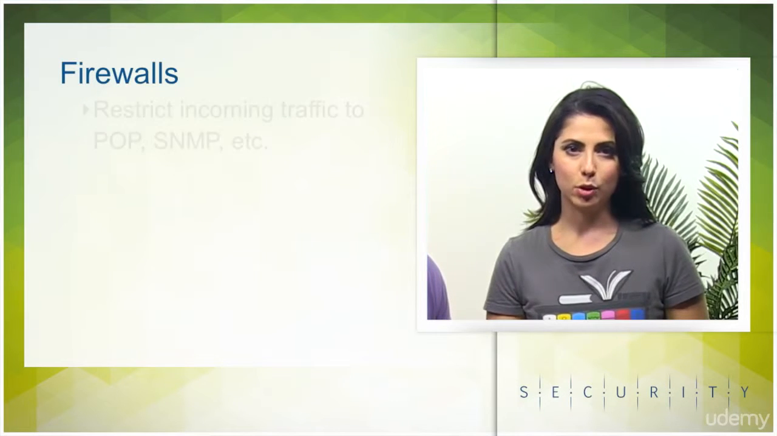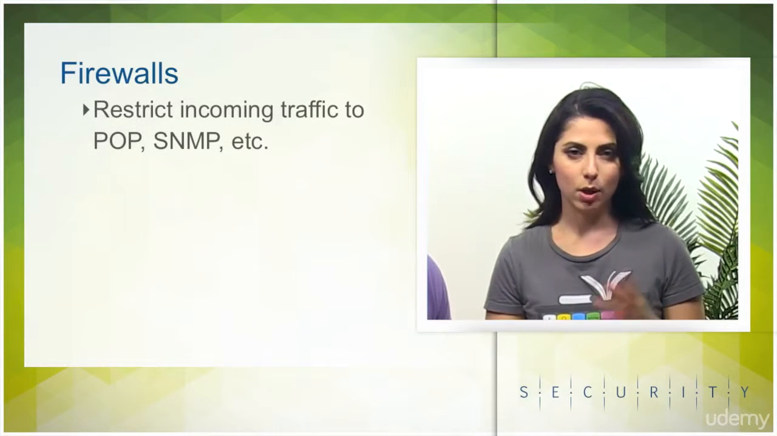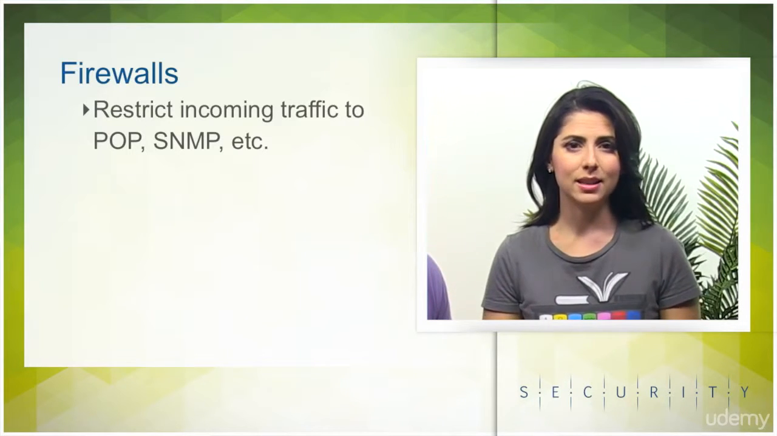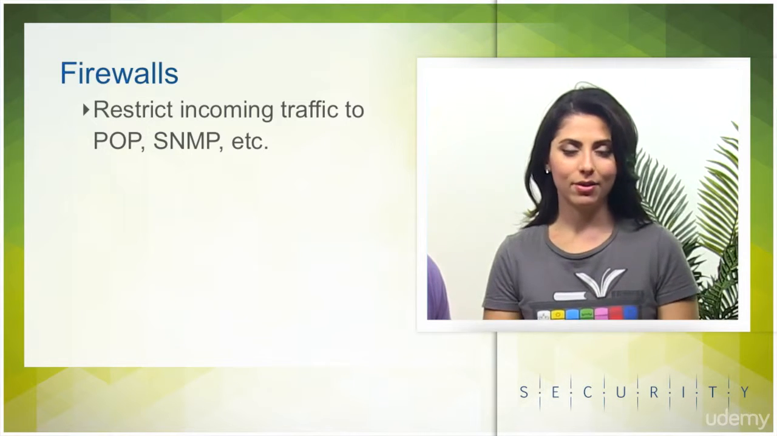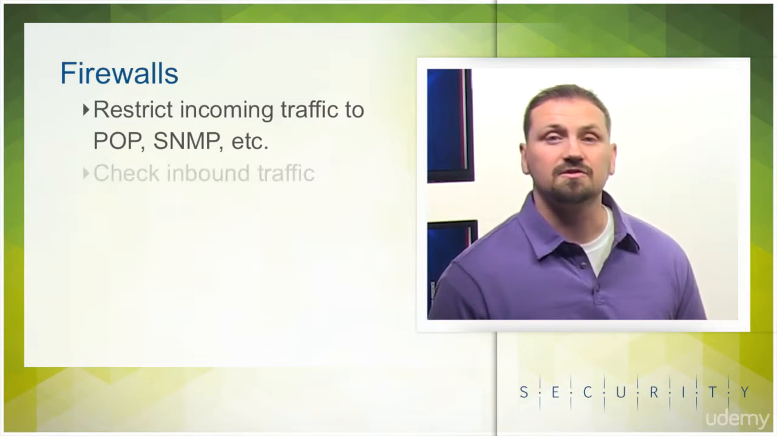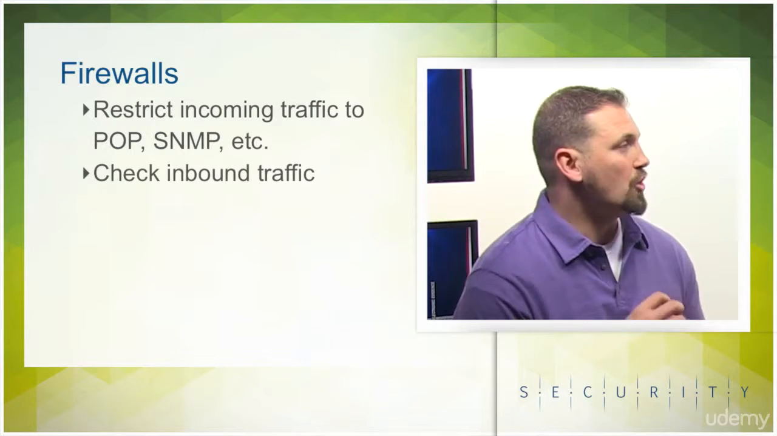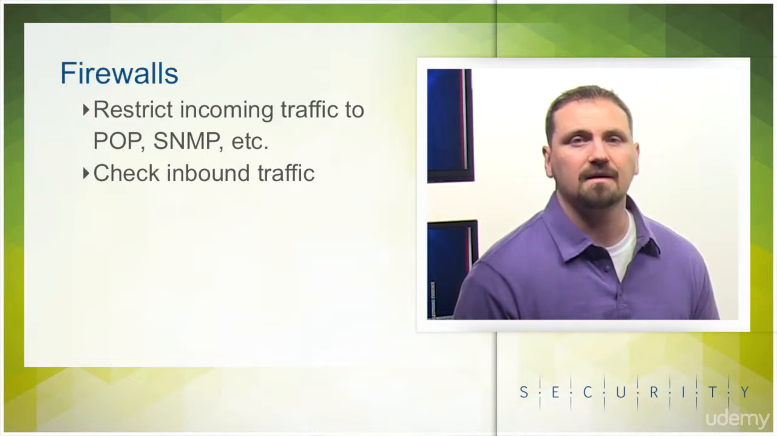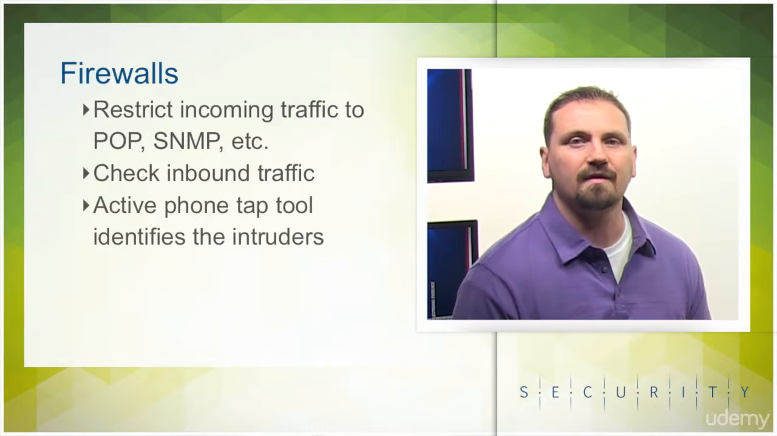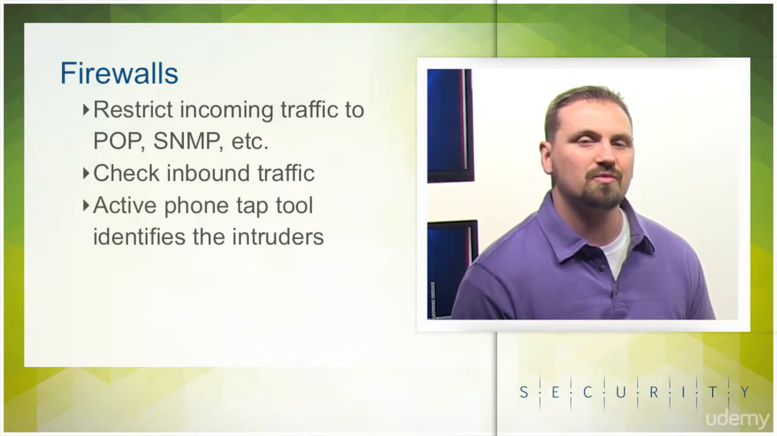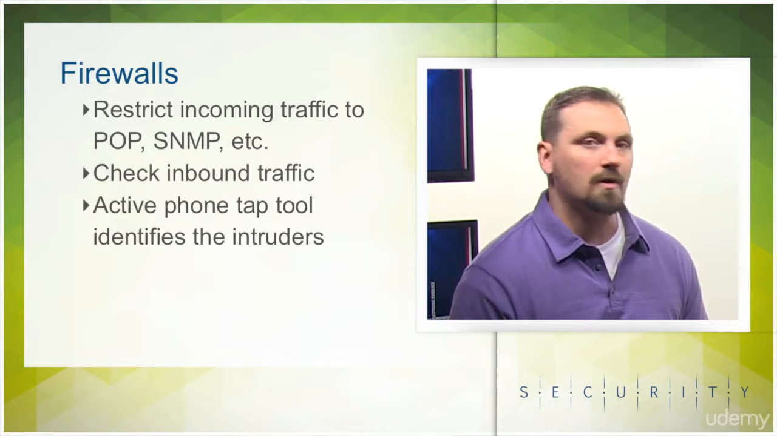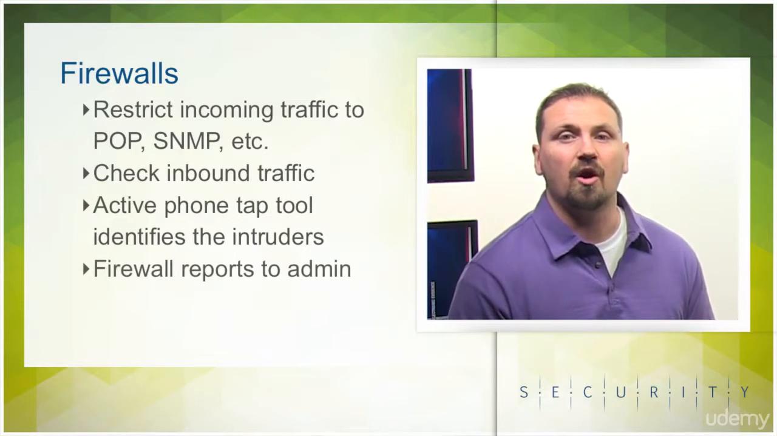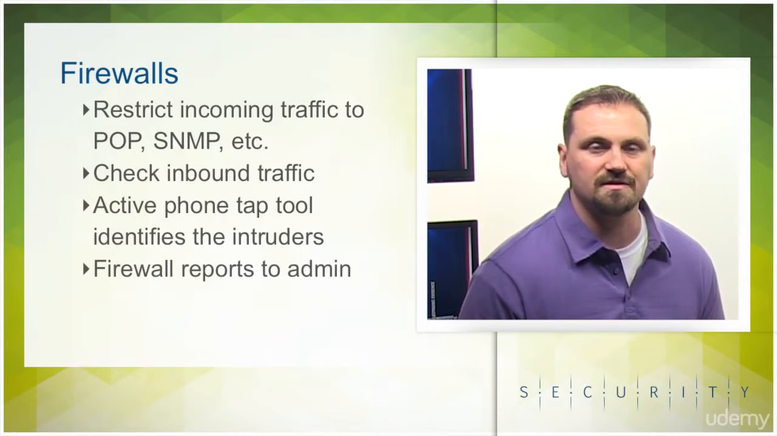A firewall can be set up to restrict incoming traffic to POP, SNMP, and other common email protocols. This is to help protect the network from spam and control the flow of email traffic. Firewalls can be configured to check inbound traffic at a point called the choke point, which is where a security audit is performed. The firewall can also act as an active phone tap tool in identifying the intruder's attempt to dial into modems within the network that are secured by the firewall. The firewall logs, which consist of logging information, report to the administrator all the attempts of various incoming services.